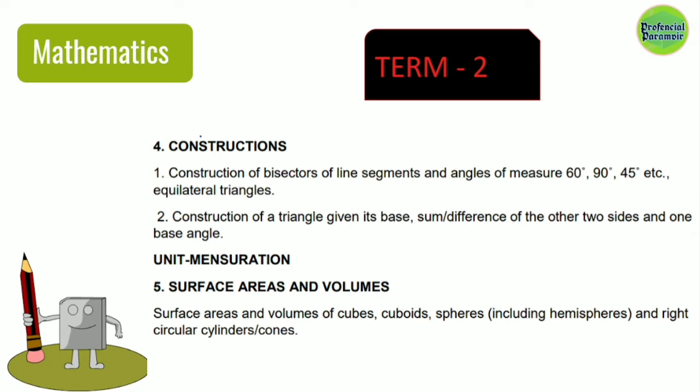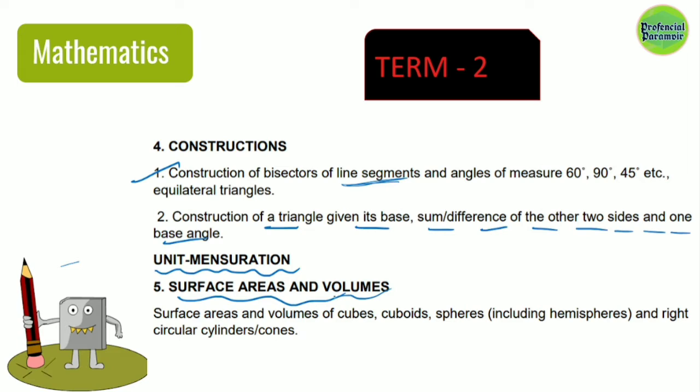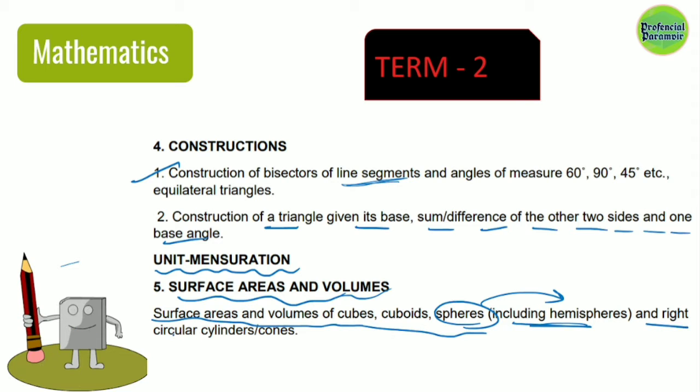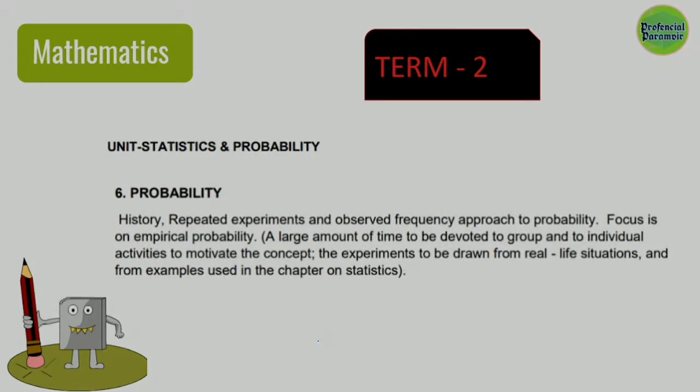Then from this unit geometry, we are having chapter 4, construction: bisectors of line segments, angles of measure 60 degree, 90 and 45 degree, and equilateral triangles. Then we are having construction of a triangle given its base, sum or difference of the other two sides and one base angle. Then from the mensuration unit, we are having surface area and volumes of cubes, cuboids, spheres including hemispheres, and right circular cylinder or cones.